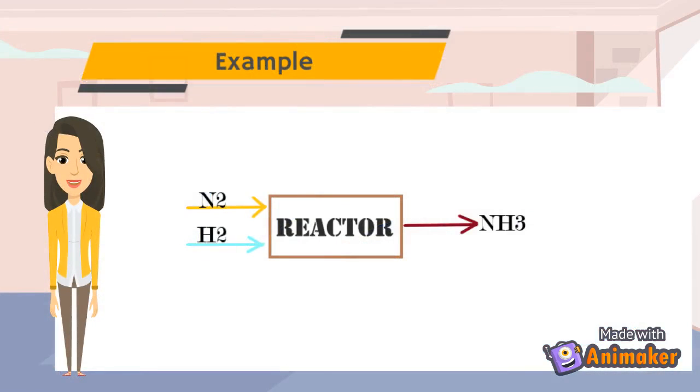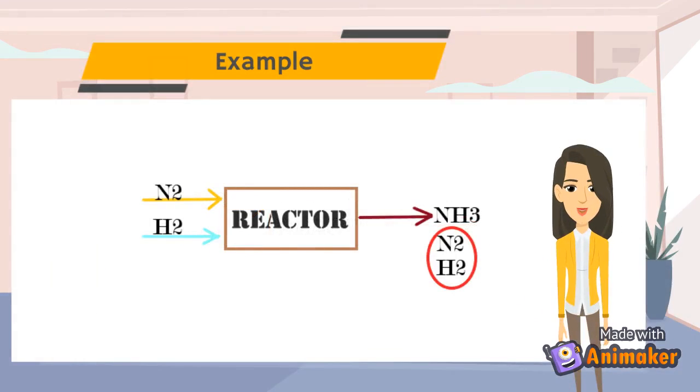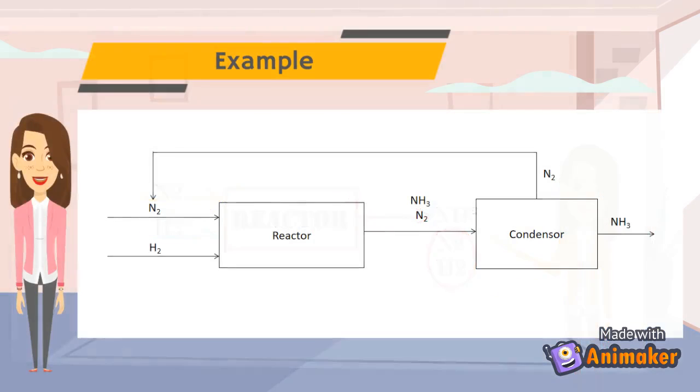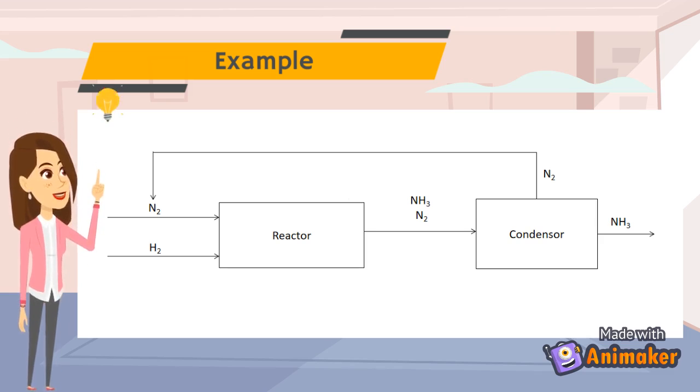Let's take a look at our previous case study, which is ammonia production. In this process we use nitrogen and hydrogen as raw materials to produce ammonia. However, in the product stream there is the presence of nitrogen and hydrogen. Then the hydrogen and nitrogen were separated from ammonia using a condenser. Supposedly, hydrogen and nitrogen can be released to the air, but hydrogen is an explosion hazard.